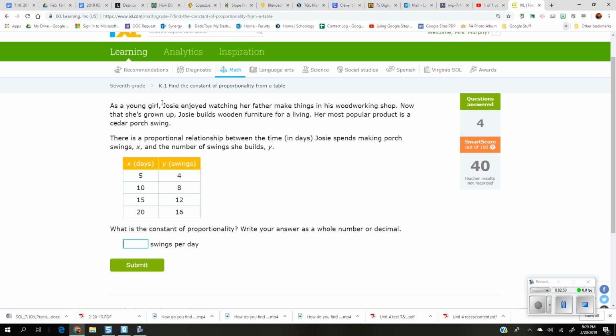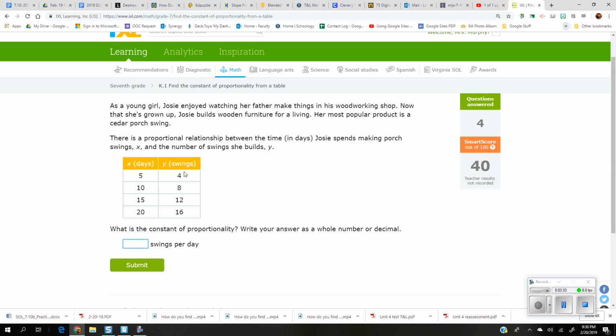So like a young girl, Josie enjoyed watching her father make things in his woodworking shop. And now that she's grown up, Josie builds wooden furniture for a living. Her most popular product is a cedar porch swing. Ooh, I'd like to have one of those. There's a proportional relationship between the time in days, so that's X, that Josie spends making porch swings, and the number of swings that she builds is Y.